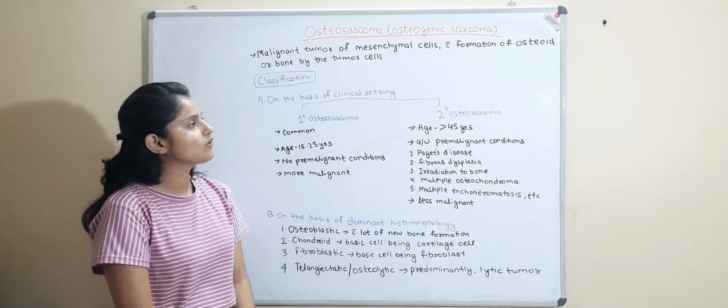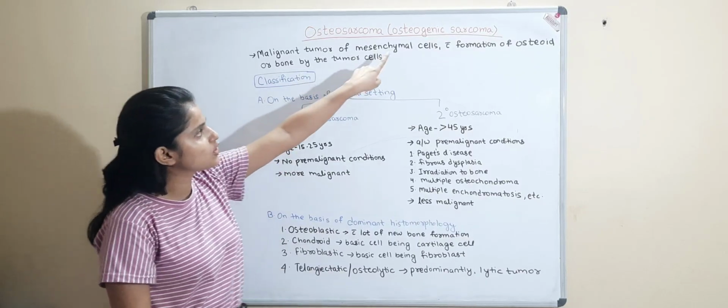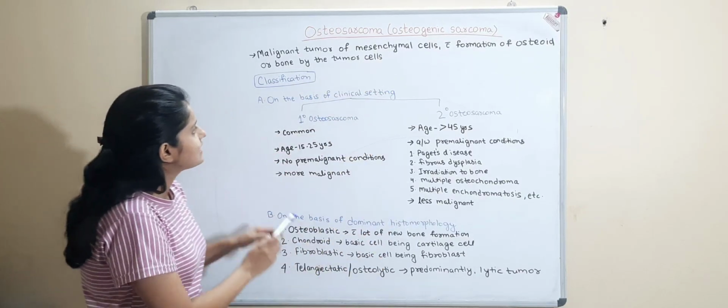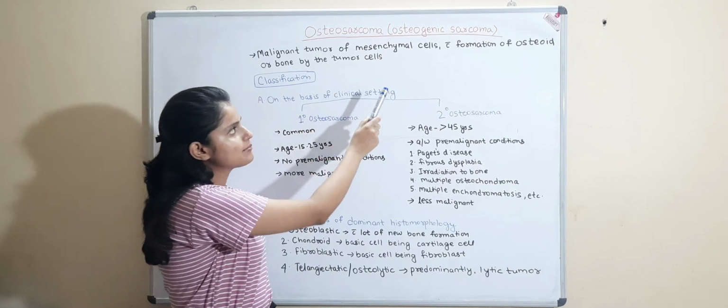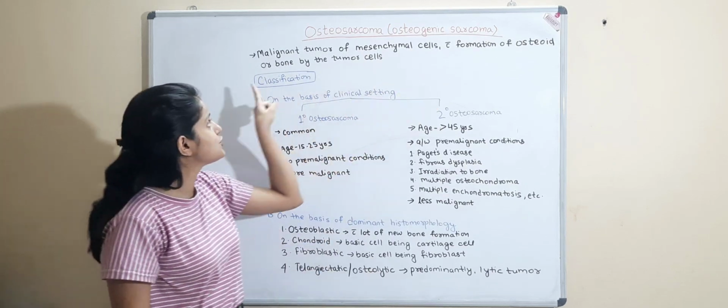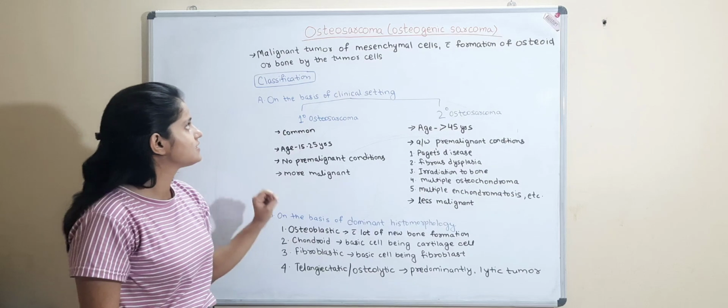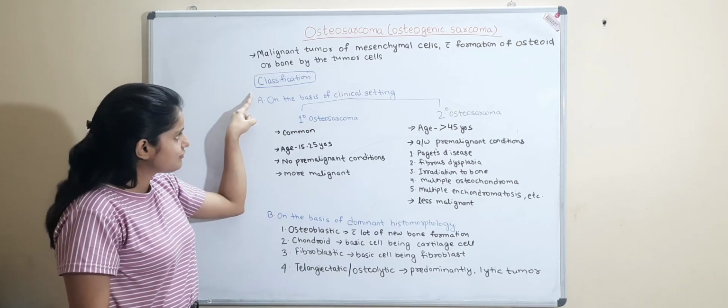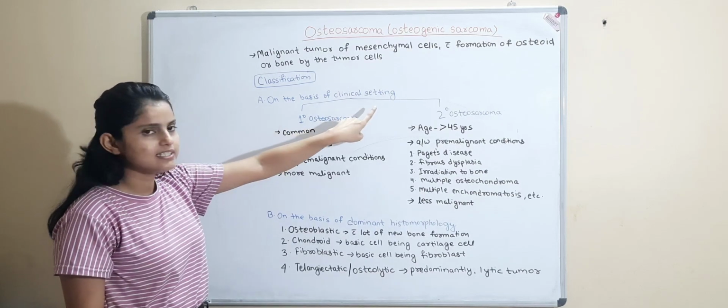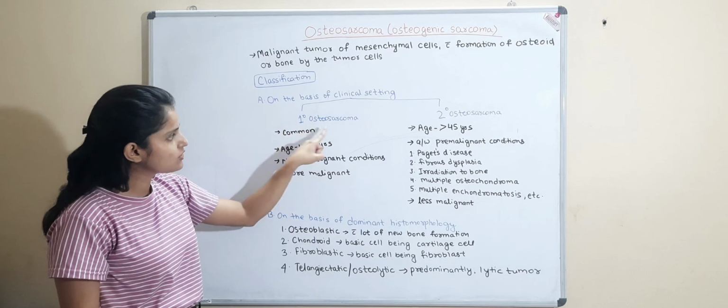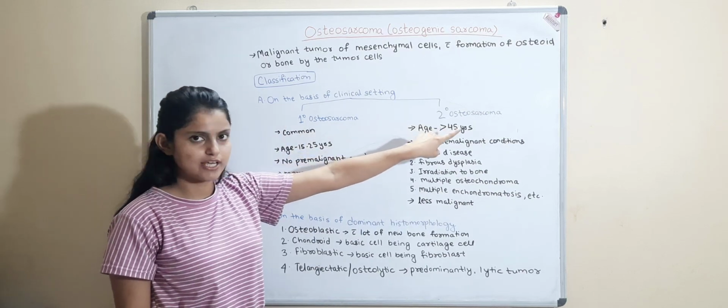Guys, I'll be talking about osteosarcoma. It is also called osteogenic sarcoma, as it is the malignant tumor of mesenchymal cells with formation of osteoid or bone by the tumor cells. Talking about classification, on the basis of clinical setting, it can be divided into primary osteosarcoma and secondary osteosarcoma.